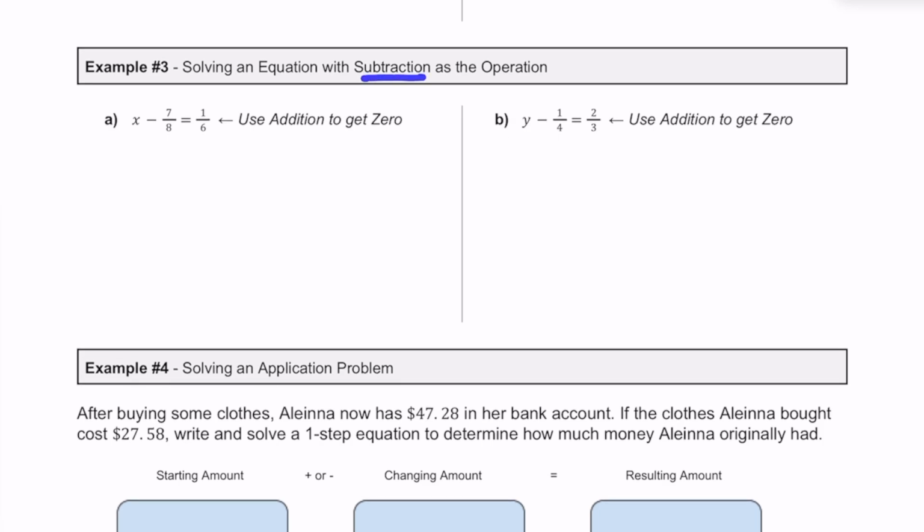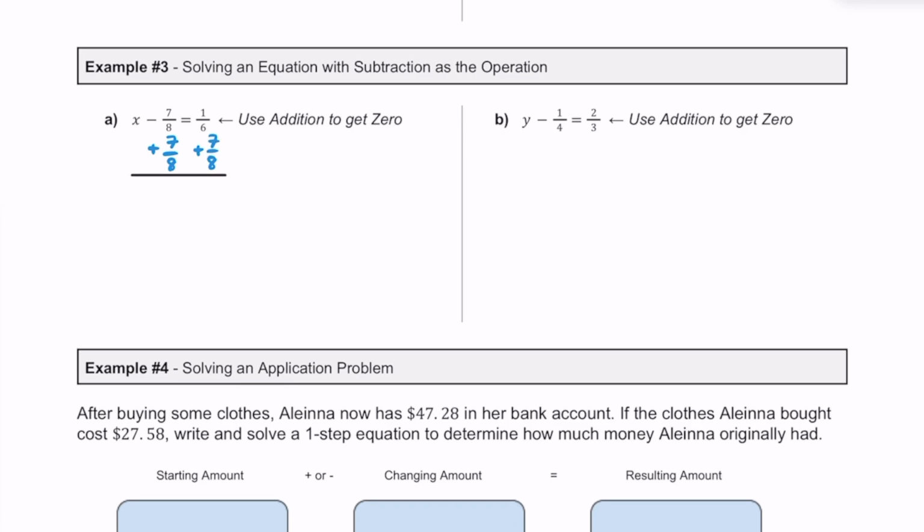In this case, they are subtraction. So if you take a look at A and B, notice that there's subtraction for both for the operation. So we're going to use addition, which is the inverse operation, so that we can get 0 for both of these. So think about this as a negative 7/8 and think about this as a negative 1/4. Let's do the one on the left first, though. So to get 0, the opposite of this negative 7/8 is going to be adding 7/8 or positive 7/8. We're going to add that to both sides.